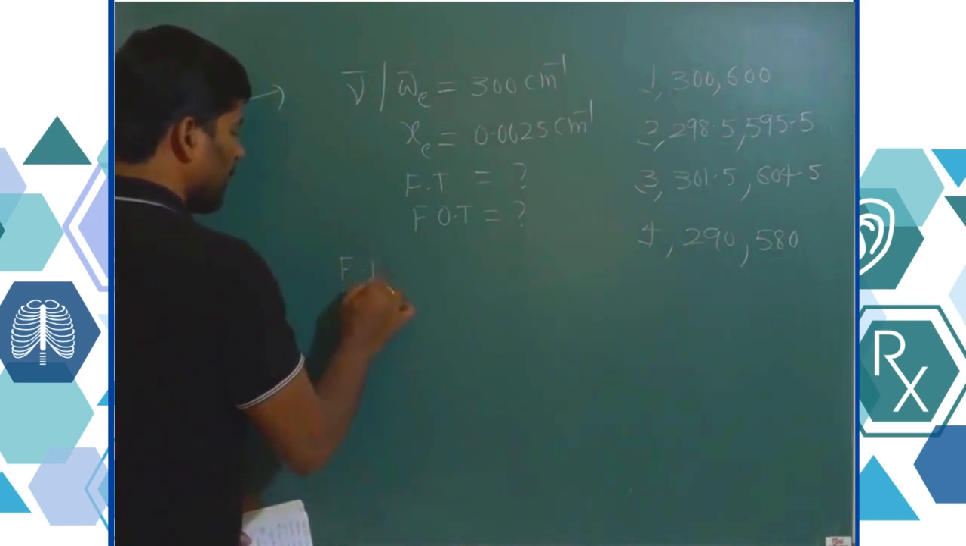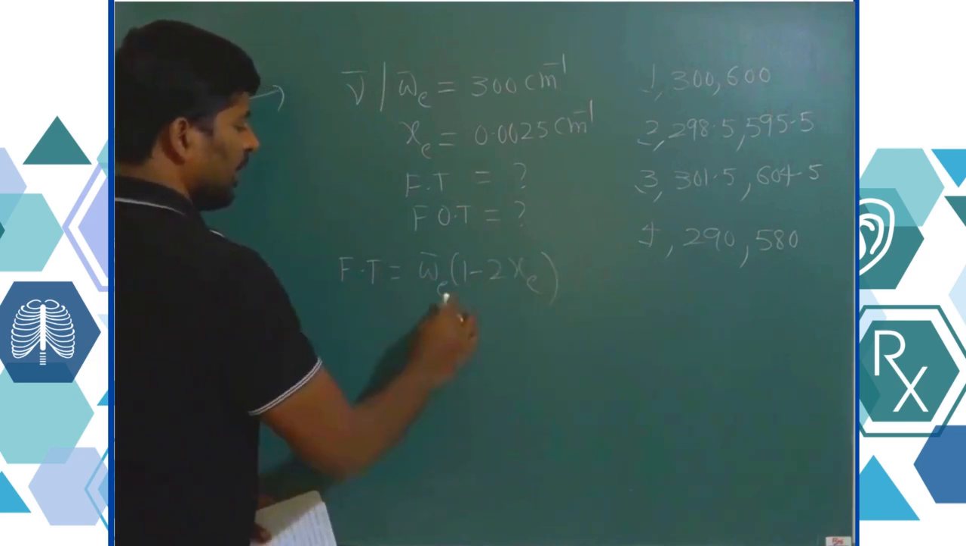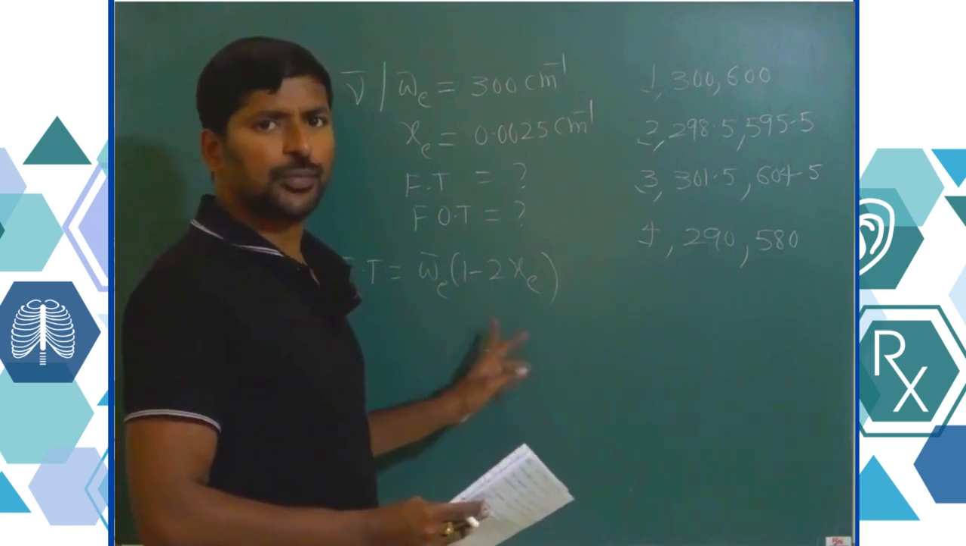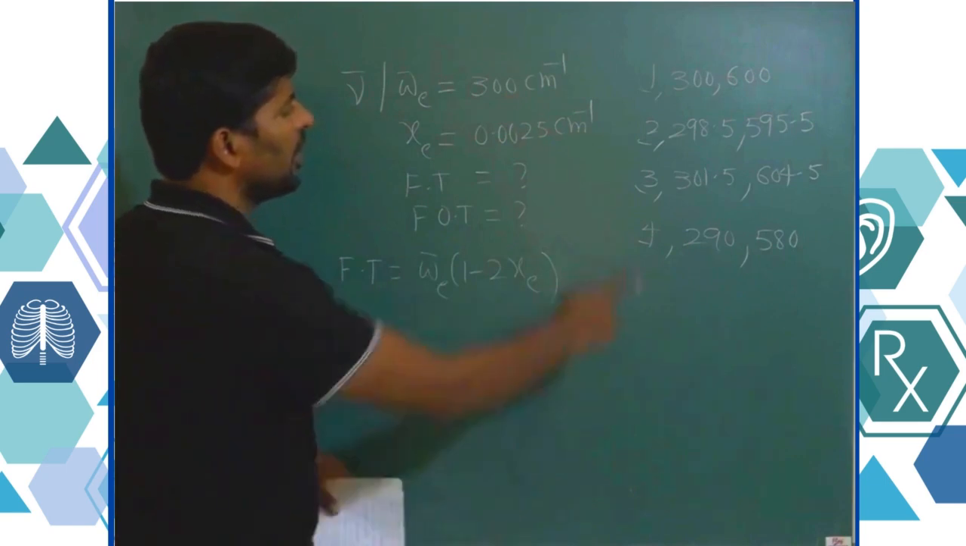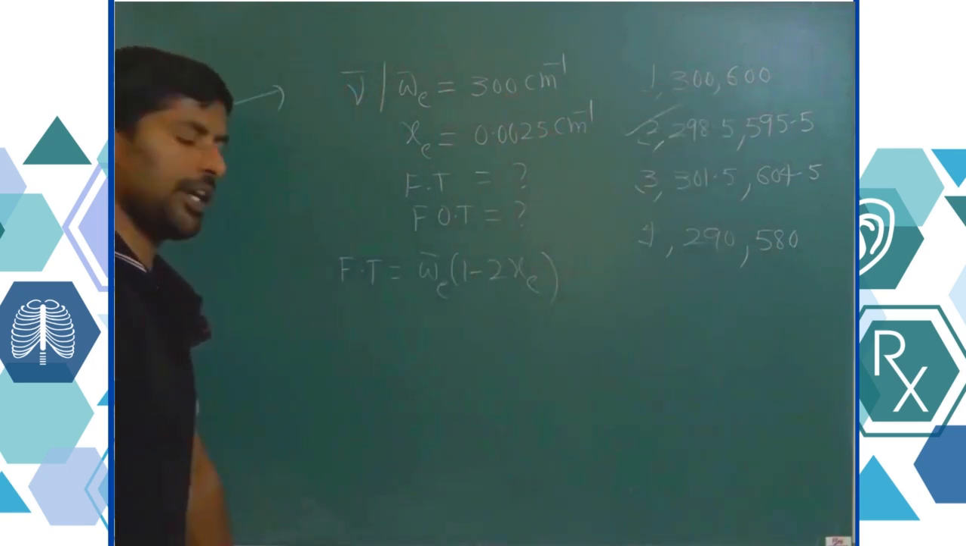What is the expression for the fundamental transition? Omega bar E into 1 minus 2Xe. Almost near to omega bar E we will get it, just below omega bar E. What is omega bar E? 300. Just below 300 means that is given only in option 2. Like that we can attempt it.